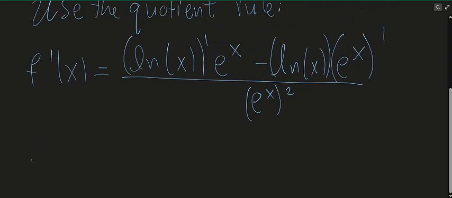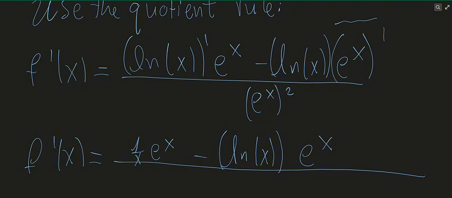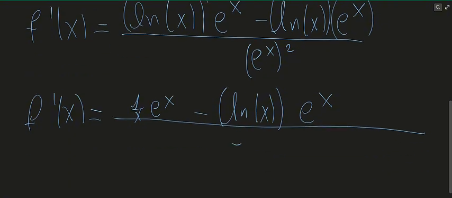Let's see what we can do now. Let's compute each of the primes and plug them in. So for the first one, you've got to tell me what ln of x prime is. That's 1 over x. 1 over x times e to the x minus ln of x as is. We didn't put a prime on that one, so that gets copied over as is. What's the derivative of e to the x? That's e to the x, divided by e to the x squared.